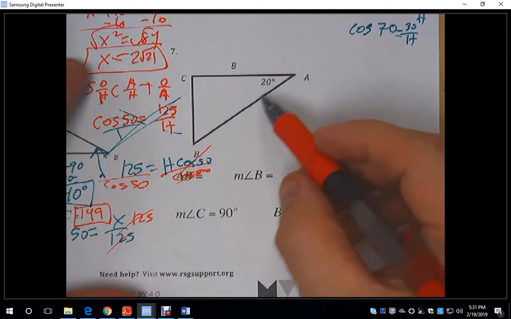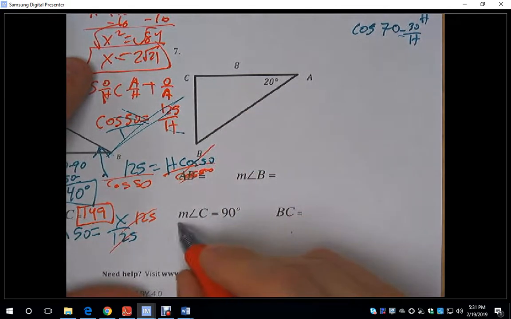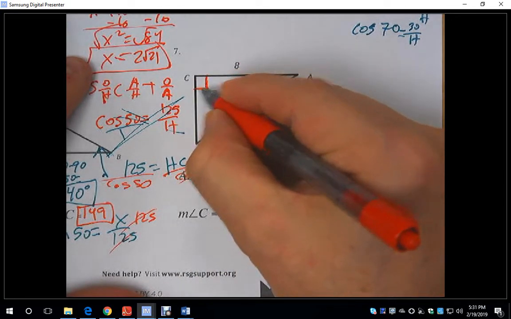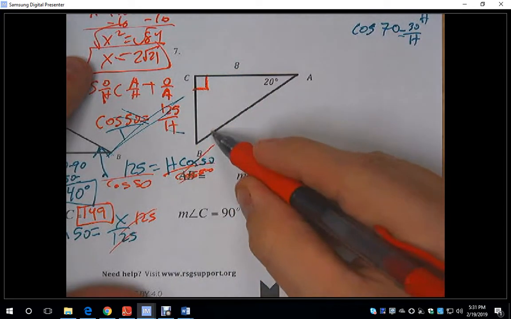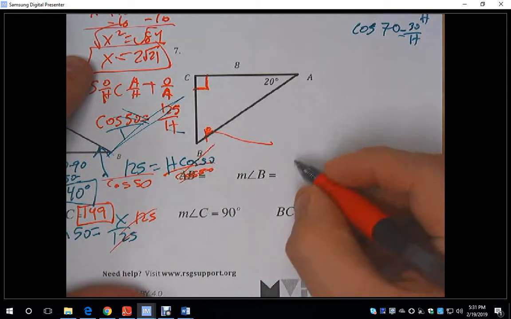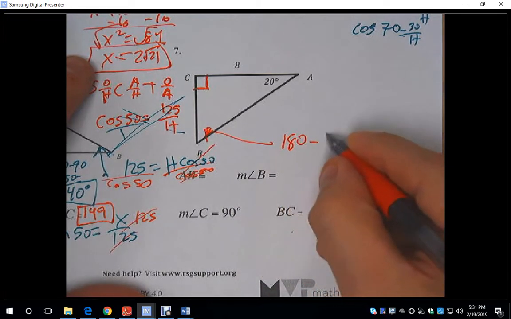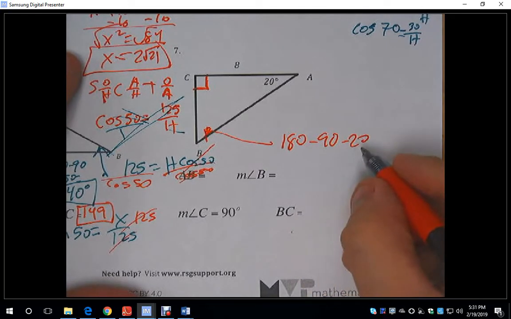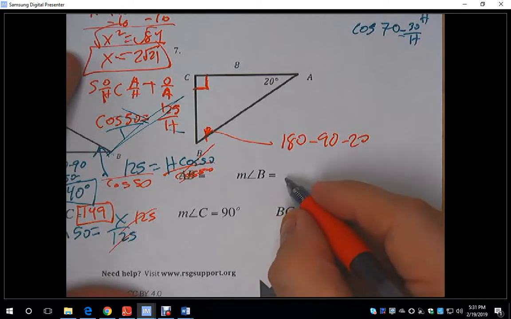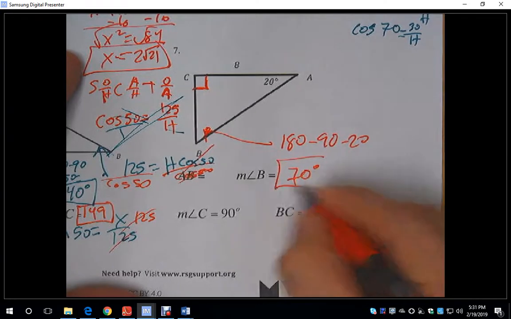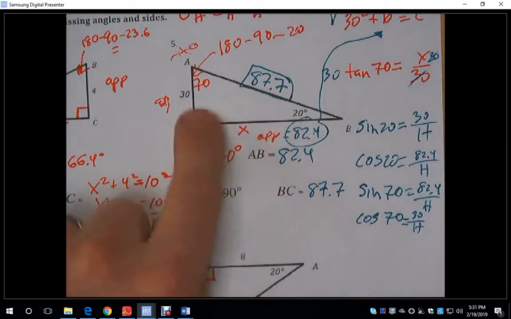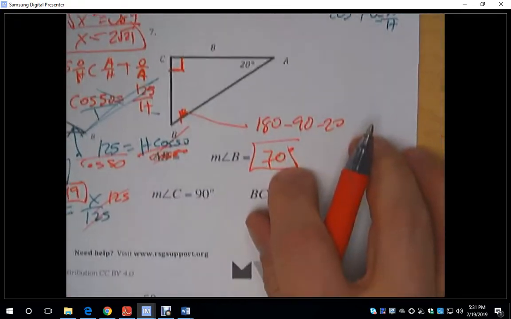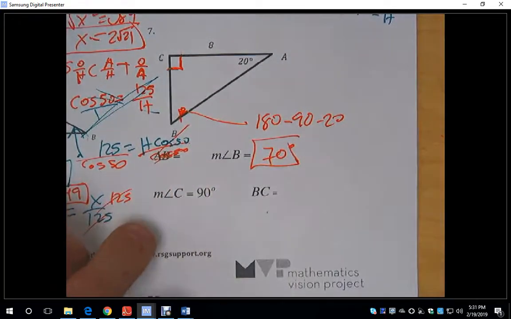First of all, I know that the measure of angle C is 90 degrees, so that would mean that this is 90. I can find this missing angle right here using the Triangle Sum Theorem: 180 degrees minus 90 minus 20, and that's going to give me 70. Actually, we already calculated that from another problem up here. 180 minus 90 minus 20 would also give us the 70 degrees.